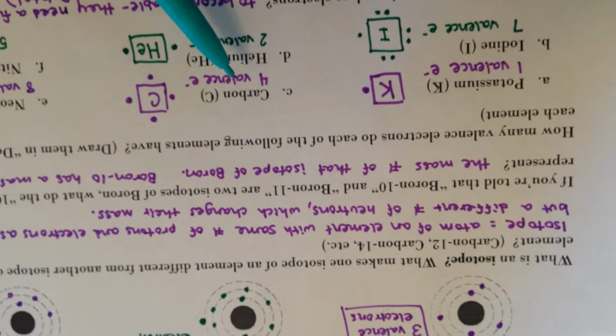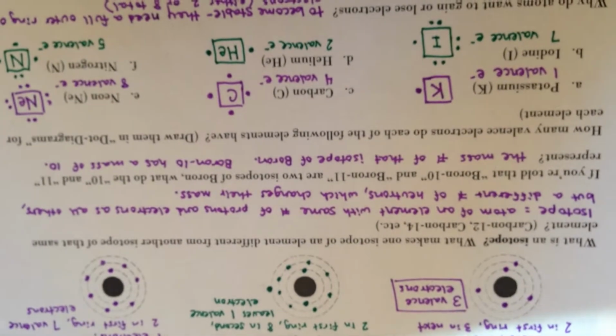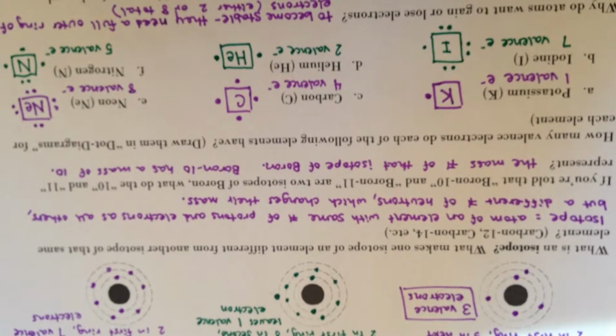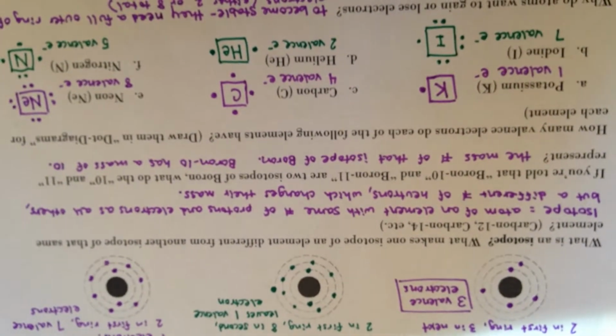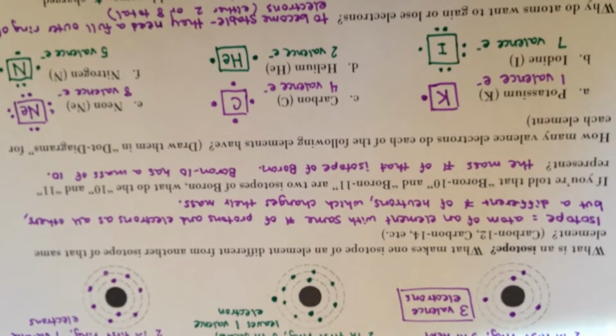Isotopes, let's talk about those one more time. Isotopes are atoms of an element with the same number of protons and electrons as all the others. So for example, carbon is going to have the same number of protons and electrons no matter what isotope you're talking about, but there's going to be a different number of neutrons. And because of the different number of neutrons, we change the mass.